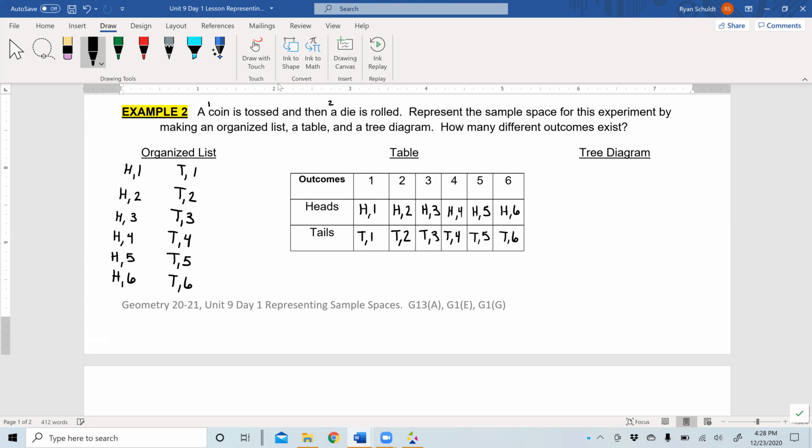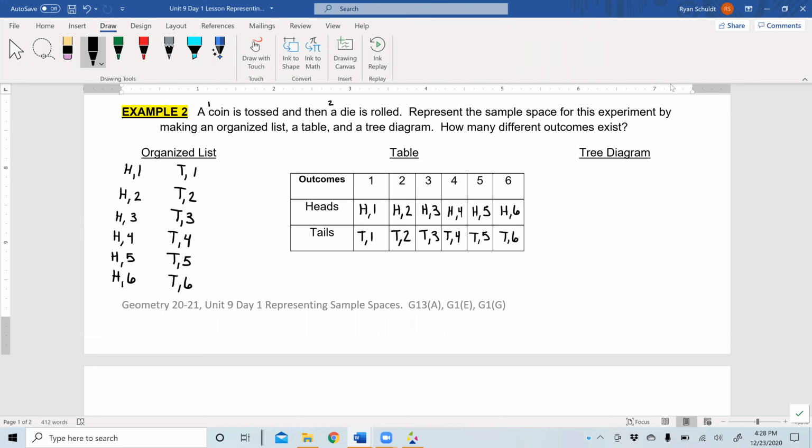And then we have the tree diagram. Now, this tree, I'm going to warn you, it's going to be a little messy. We're about to see why trees aren't as good as they're cracked up to be. Yes, they make a good visual, but making them, oof, they can get nasty quick. So let's see that in action.